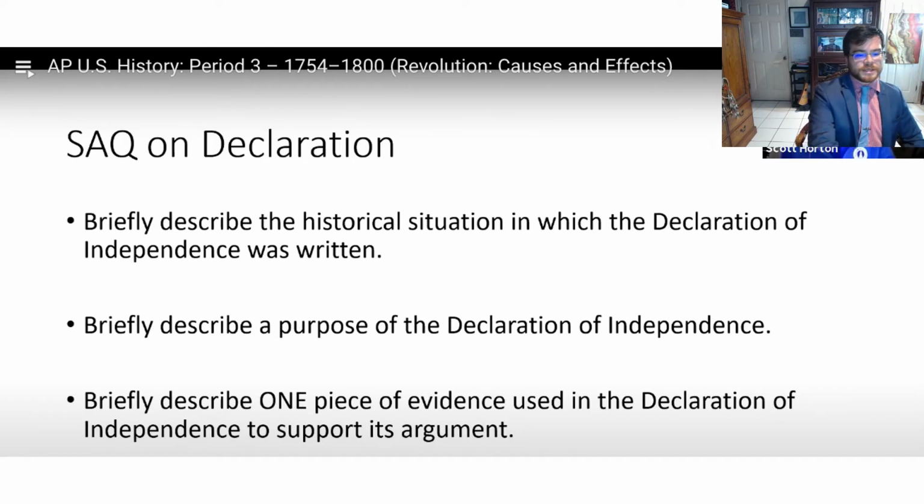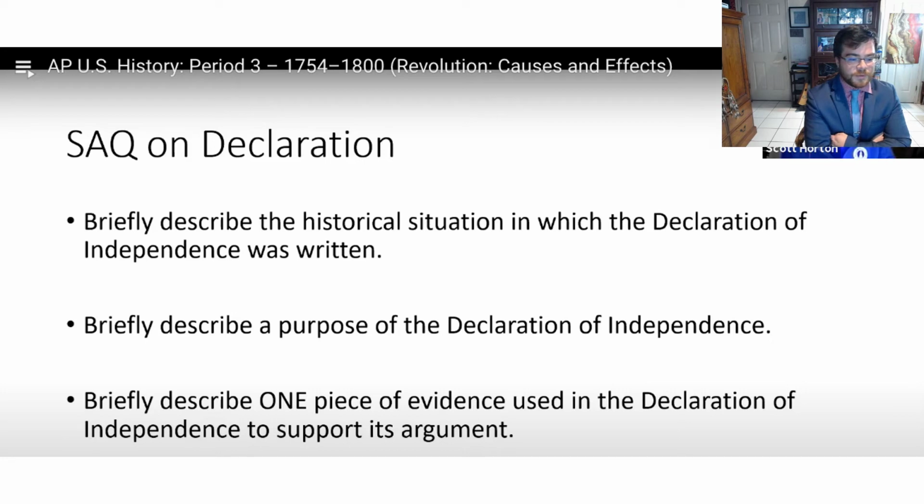So let's take a look at an SAQ on the Declaration of Independence. Briefly describe the historical situation in which the Declaration of Independence was written. It was written after the French and Indian War, when England was trying to collect taxes and impose new laws on the colonists that caused hostility and tension, ending salutary neglect.